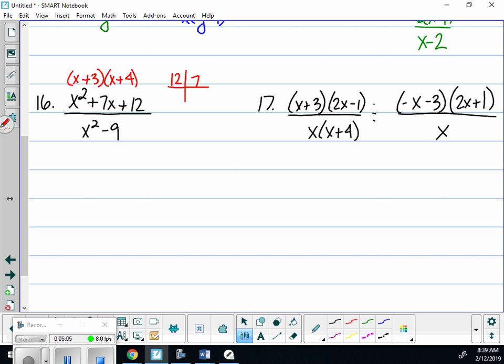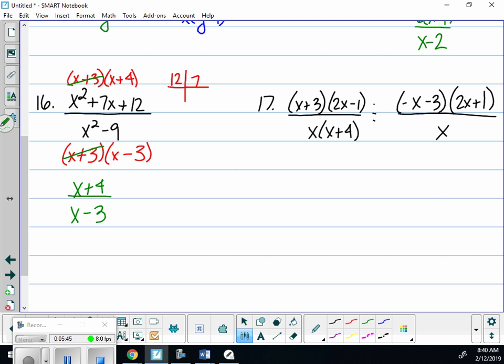X squared minus 9, perfect square minus perfect square. That is also going to factor. Numbers that multiply to 9 are 3 and negative 3. So we have x plus 3 times x plus 4 divided by x plus 3 times x minus 3. X plus 3's can cancel. So we have x plus 4 over x minus 3.